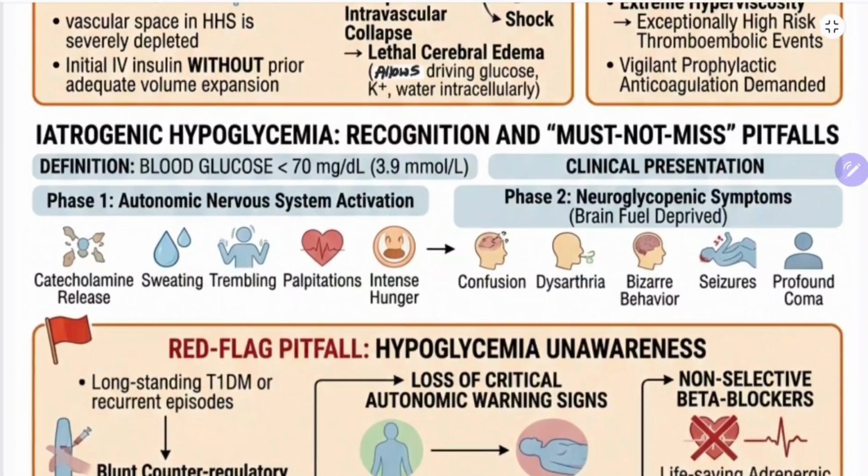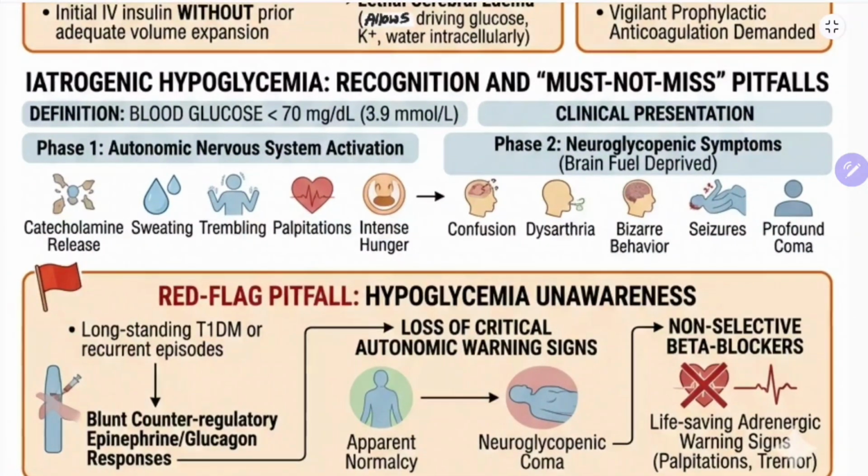That is second, must not miss diagnosis. Okay, so those are the two important must-not-miss diagnoses we should not miss when we are seeing a hyperglycemia patient. We should not miss DKA, we should not miss HHS.